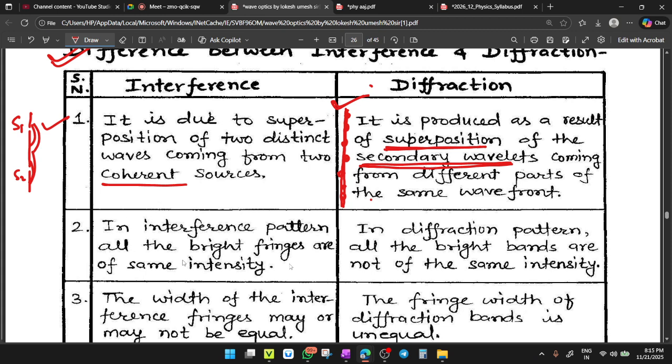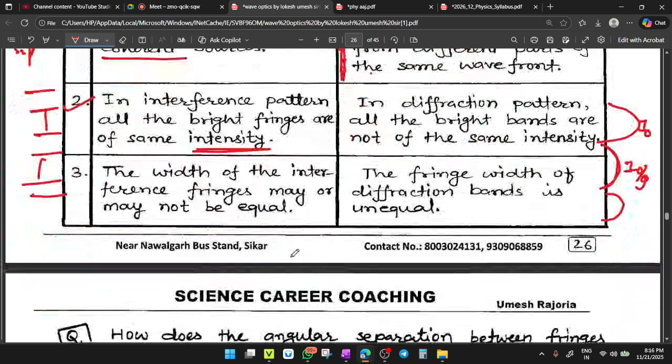In an interference pattern, the bright fringes are of the same intensity. Earlier I told you that in interference the intensity of the brighter bands and darker bands is the same everywhere. In a diffraction pattern, all the brighter bands are not of the same intensity. The central one has the highest intensity, I naught. Then the first secondary maximum has an intensity of I naught by 9, then the next secondary maximum has an intensity of I naught upon 25. So it gradually decreases. In a diffraction pattern, the bright bands are not of the same intensity; rather they are continuously decreasing.